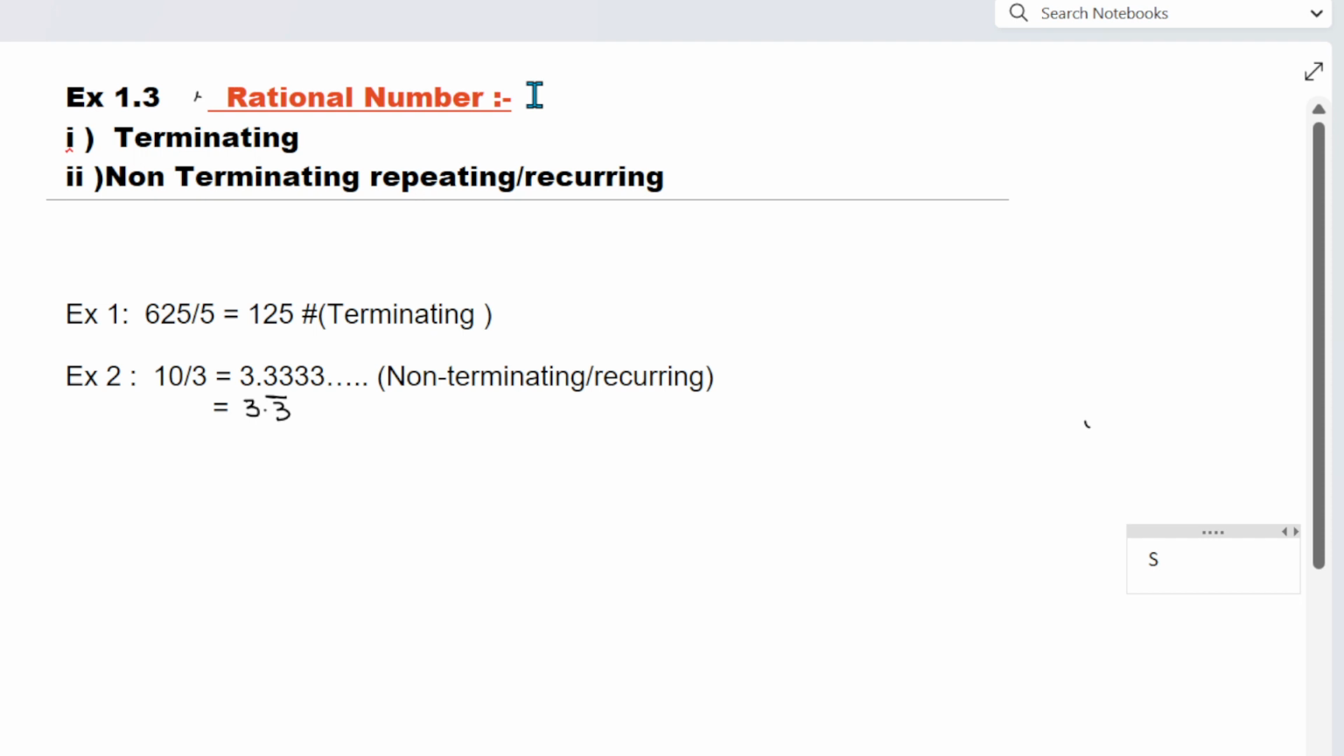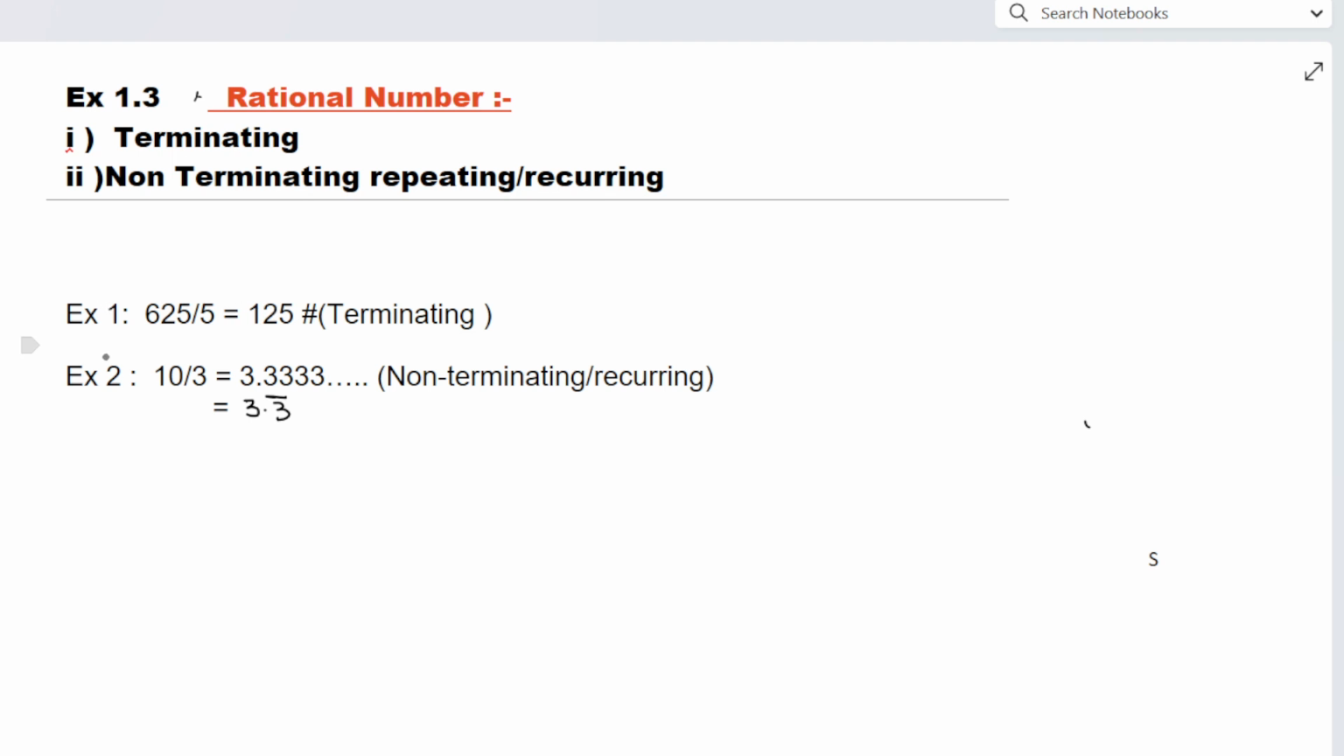See this rational number in the decimal form. When you talk about decimal form, there are two types of decimal form. One is terminating, we'll talk about this in detail, and the other is non-terminating, repeating or recurring. So first let's understand terminating. What do you mean by terminating? See, if I take an example, 625 divided by 5, what will you get? You will get 125. The result is ending. So this is called terminating decimal.